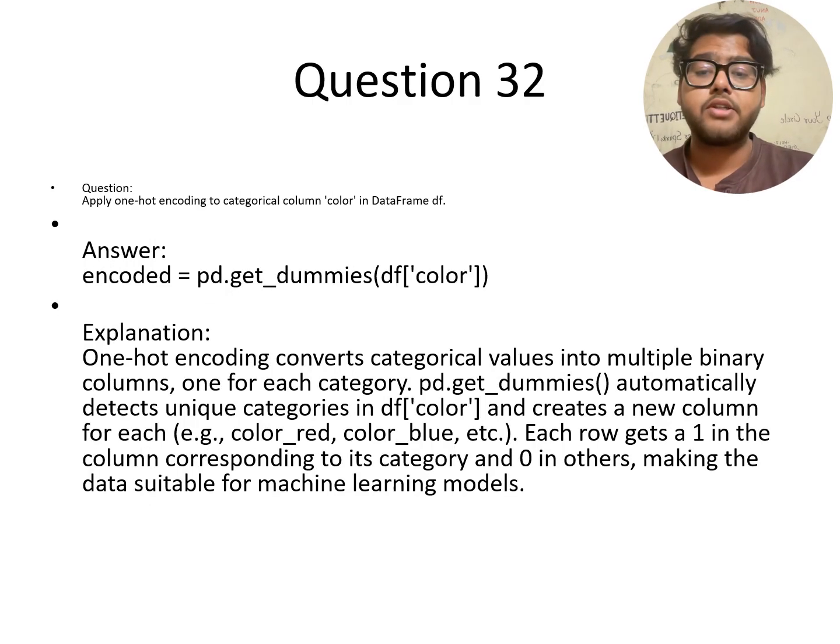Question number 32 is, apply one hot encoding to categorical column color in data frame df. One hot encoding converts categorical values into multiple binary columns, one for each category. pd.get_dummies automatically detects unique categories in df and creates a new column for each. Example, color_red, color_blue, etc. Each row gets 1 in the column corresponding to its category and 0 in the others.